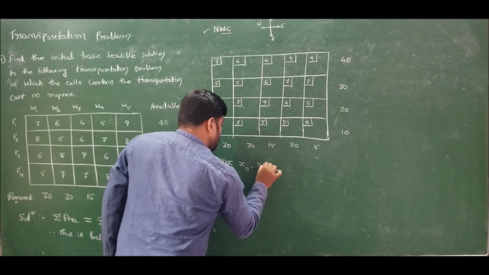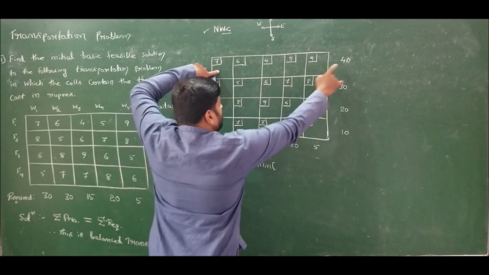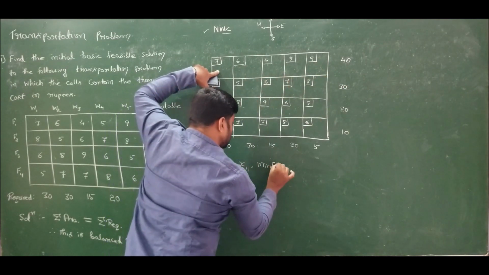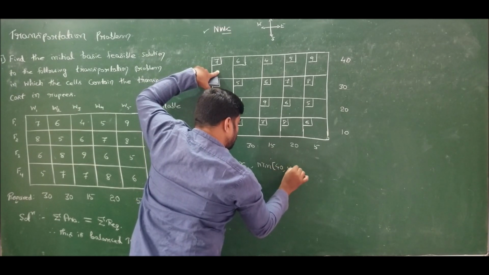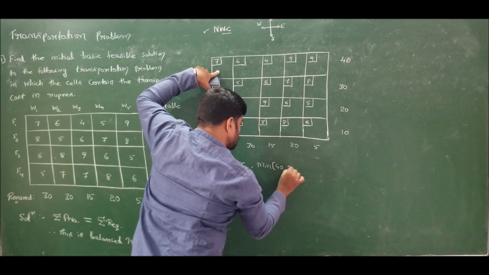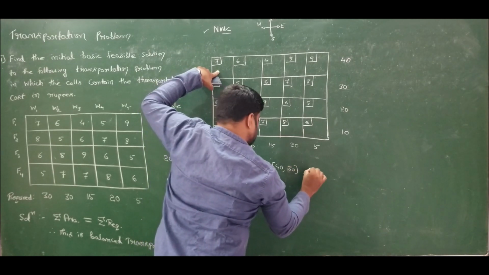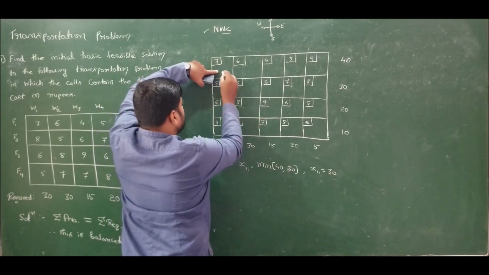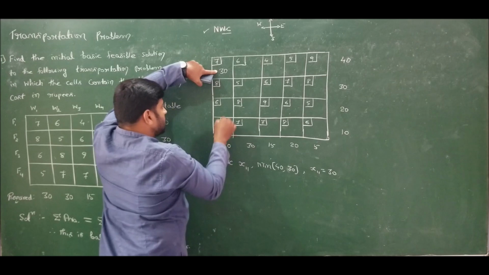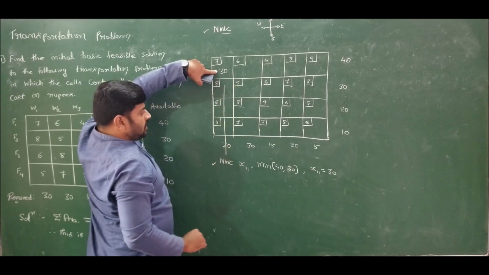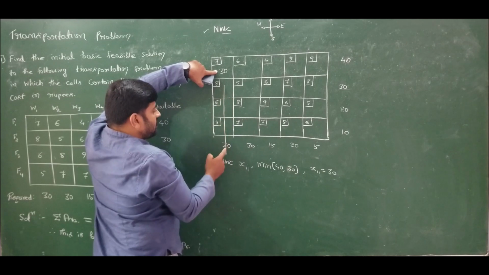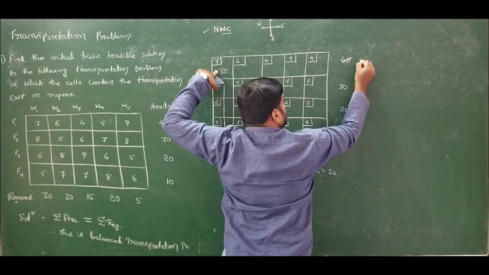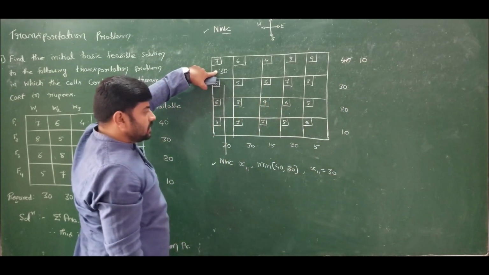There you allocate the minimum of row, column. Supply is 40 and demand is 30. So the minimum among supply and demand is 30, that is demand. So allocate the minimum. I have allocated 30, so nothing is remaining in demand. Since I allocated 30, I have taken 30 from supply, so the supply remaining is only 10. Clear? So this is the first step.